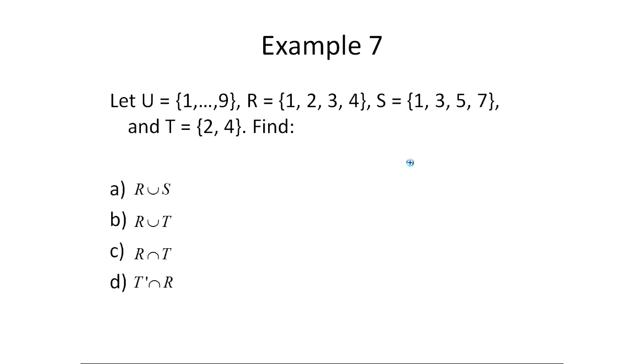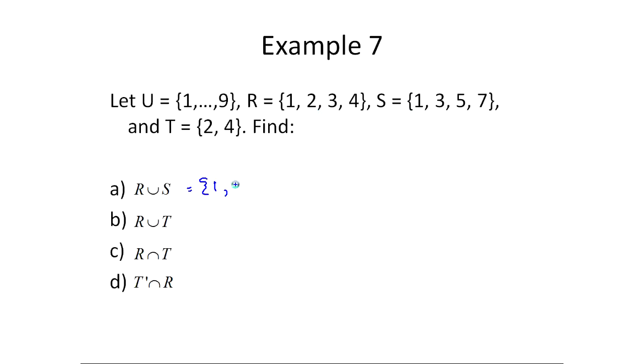R is 1, 2, 3, 4. S is 1, 3, 5, 7. So it looks like most of the odd numbers, or all the odd numbers except for 9. And then T is 2, 4. So we want to find each of these sets. So the first one is R union S. That's everything together in R together with everything in S, but you don't repeat elements. So 1's in both, so I'll list 1 once.